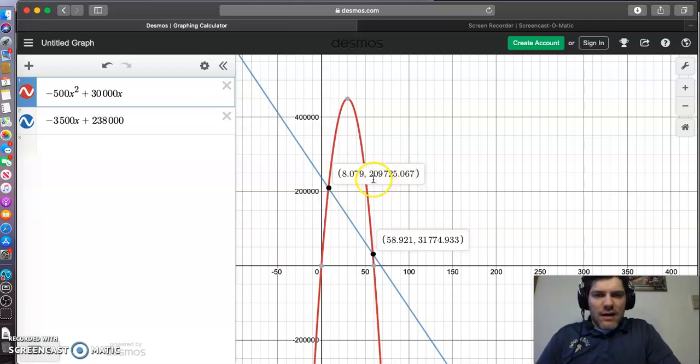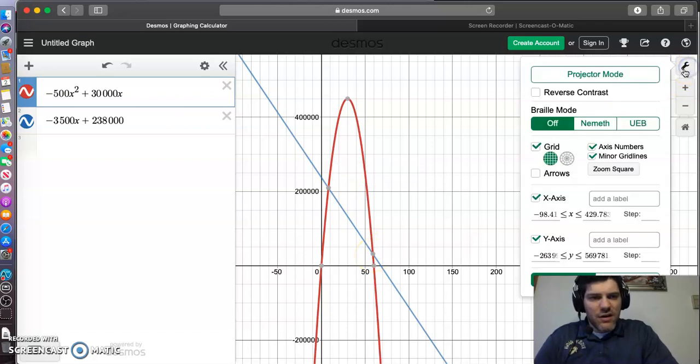So we need to make $209,725 to cover our expenses at this point at $58.90, or at $8.08 we need to be making $31,774. Not as much, but our cost is much lower.